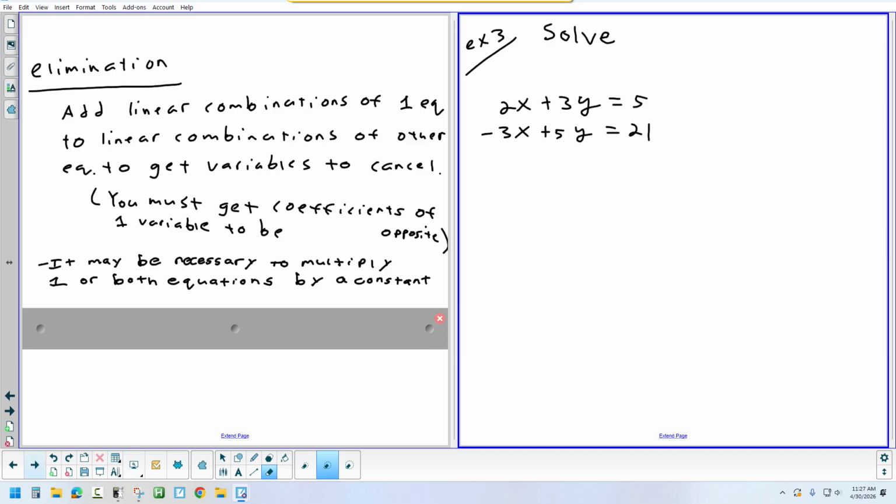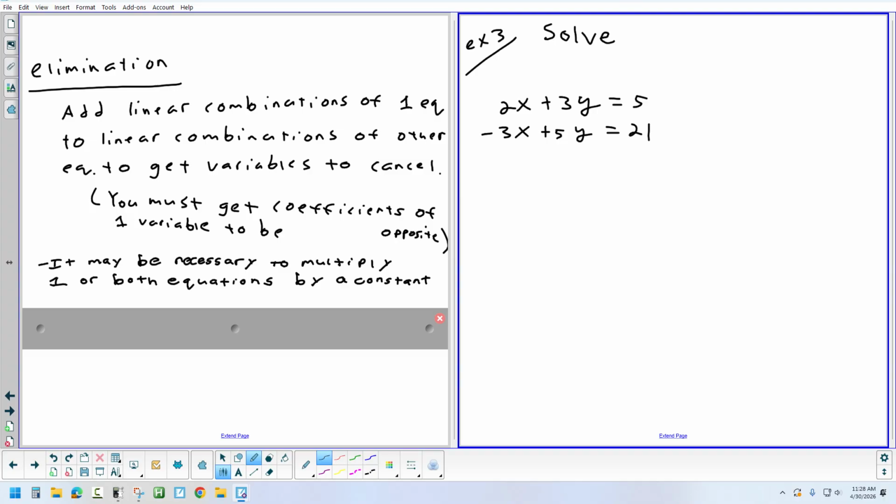All right, so let's try elimination. So not substitution. The goal now is to get the coefficients of x or y to be the same. You pick. Do you want to get the coefficients of x to be the opposite, or the coefficients of y? X. Okay, x is good because one's already positive and one's already negative, and that's what you need. You need one positive and one negative.